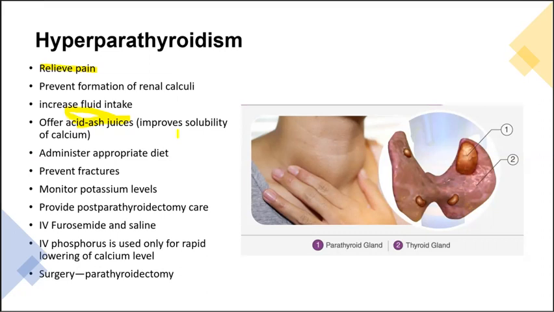Also provide post-parathyroidectomy care, essentially the same as for thyroidectomy, which we just talked about. Again, you want to give IV furosemide and saline. This will help to promote calcium excretion. We could also give IV phosphorus for rapid lowering of calcium levels. We could also plan for a parathyroidectomy as our last resort in surgery.